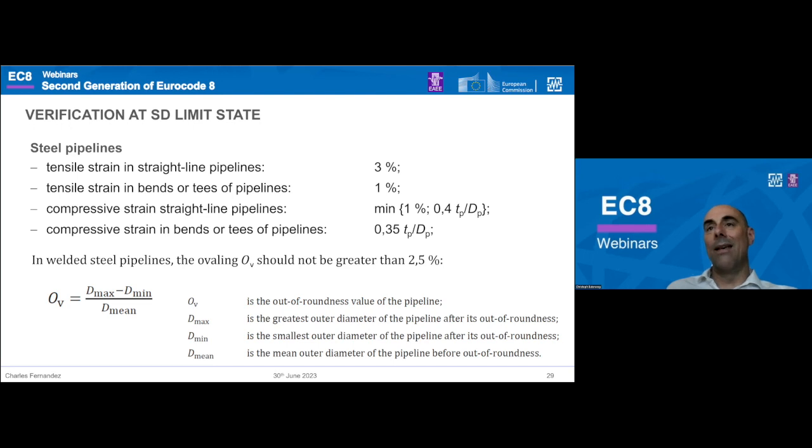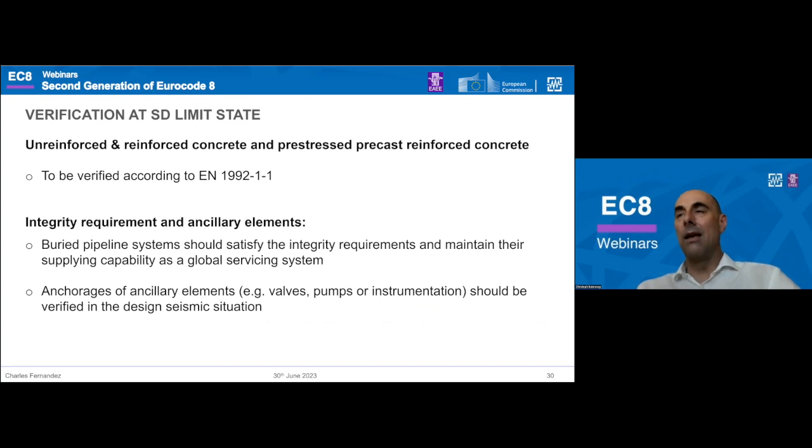And you can also see the compressive strain in straight pipelines. It's also reduced with respect to the ratio of T to D. And in total, we have here welded steel pipelines, and we have also taken into account some ovaling effects, ovalization, that should be not greater than 2.5%. So these are the verifications at the SD limit state.